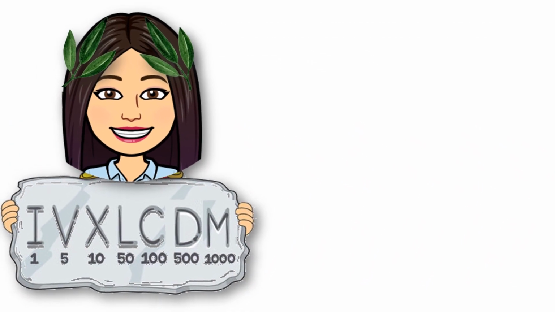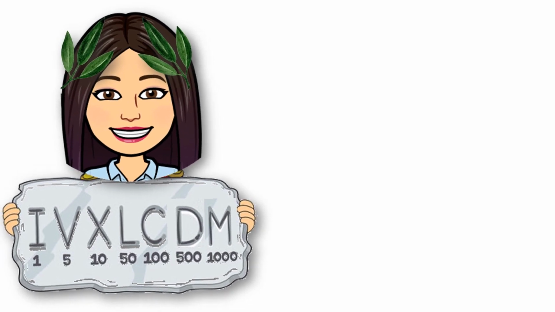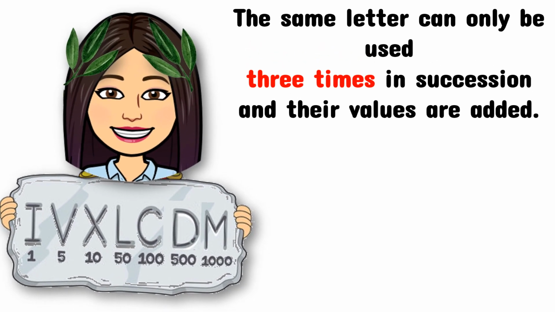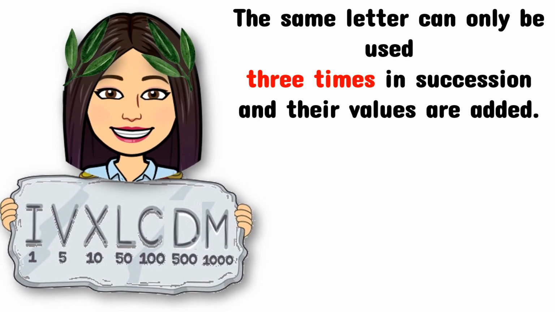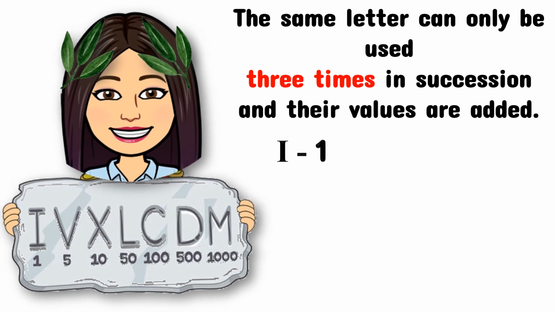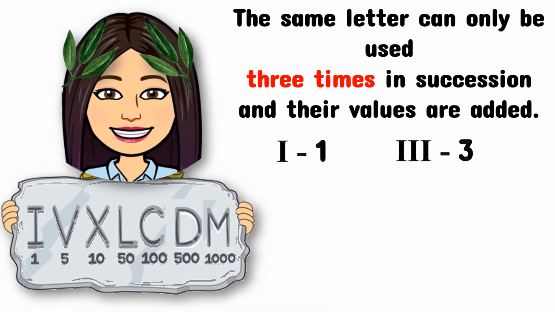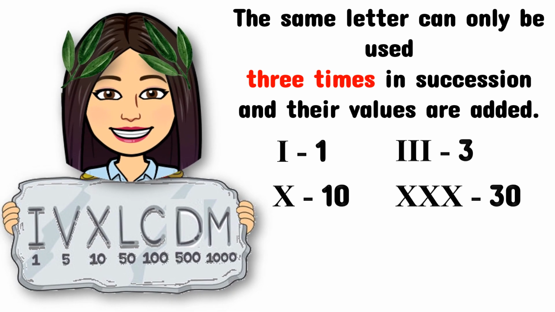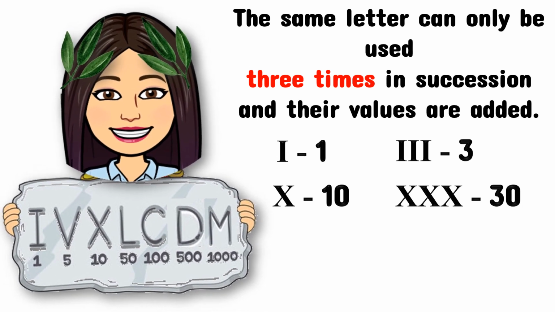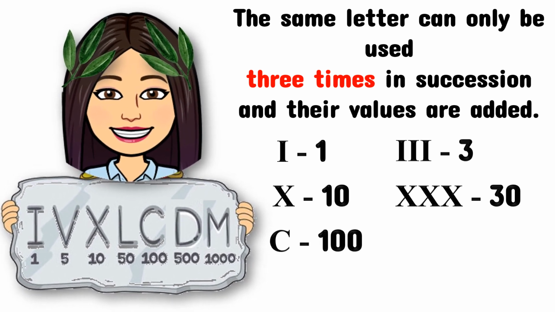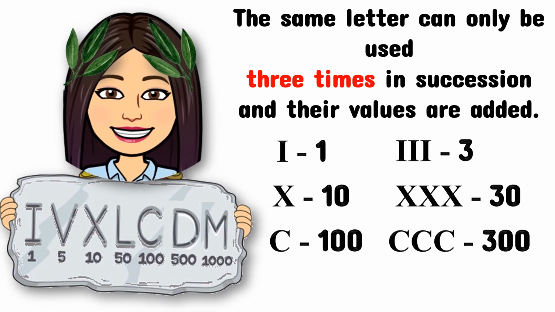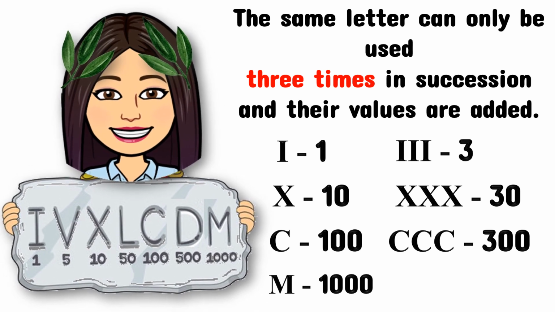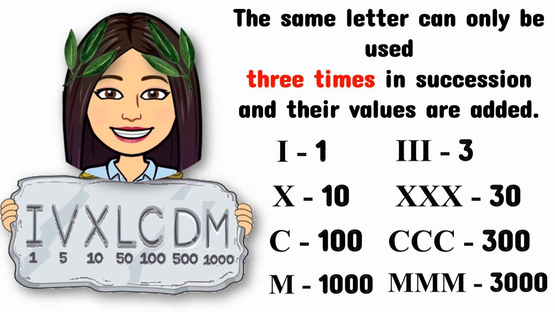There are some points to consider when reading or writing Roman numerals. Take note that the same letter can only be used 3 times in succession and their values are added. For example, I is for 1, so you can use it 3 times to express number 3. Same with X, which is 10, you can use it 3 times to express number 30. Also with C for 100, you can use it 3 times to express 300. And lastly, M for 1000, you can use it 3 times to express number 3000.